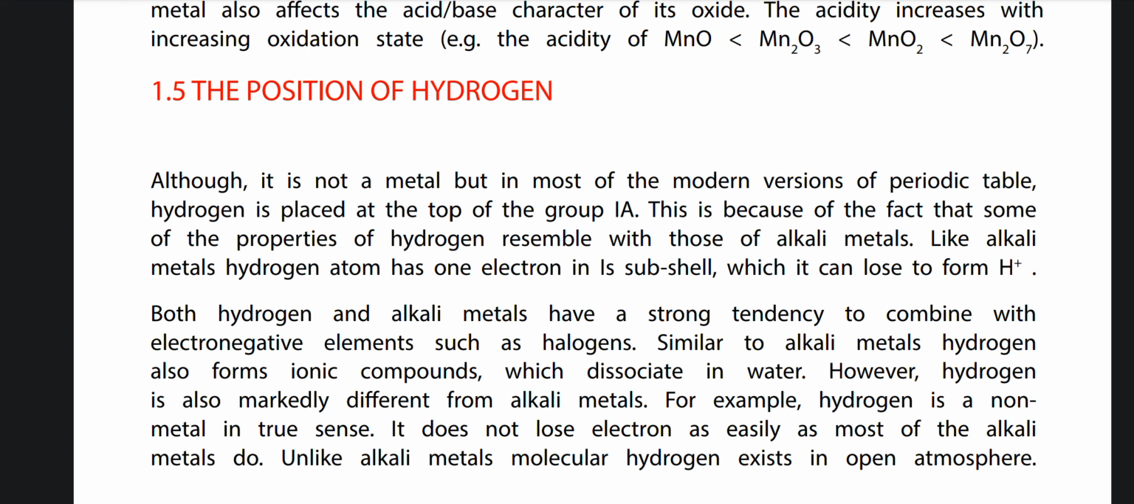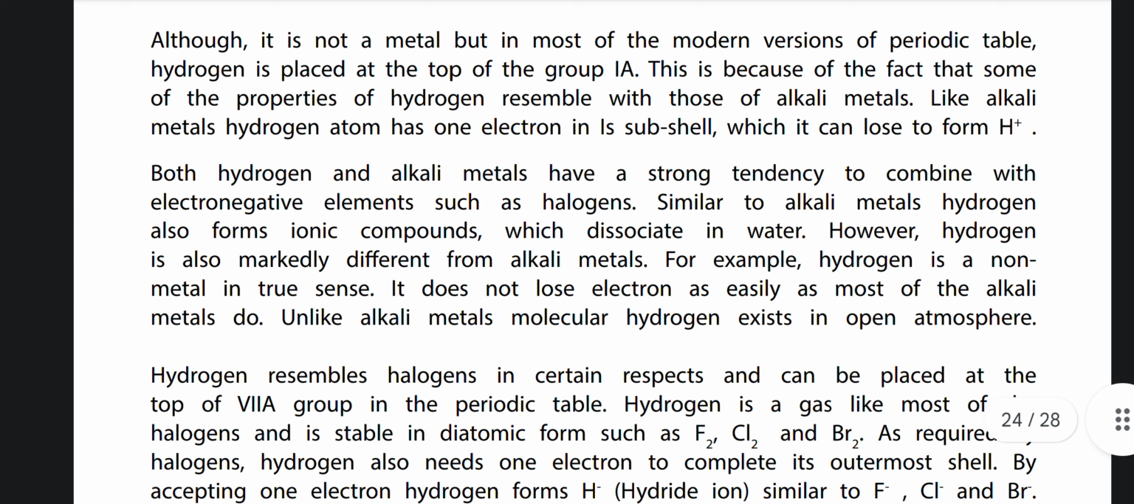Like alkali metals, a hydrogen atom has one electron in the 1s subshell, which it can lose to form H+. Both hydrogen and alkali metals have a strong tendency to combine with electronegative elements such as halogens. Similar to alkali metals, hydrogen also forms ionic compounds, which dissociate in water.